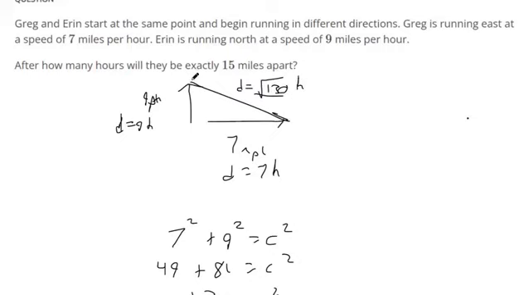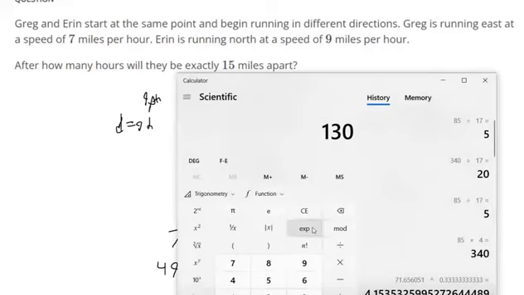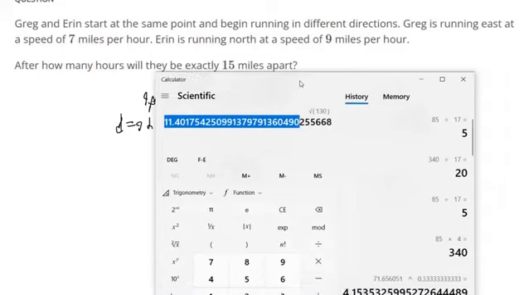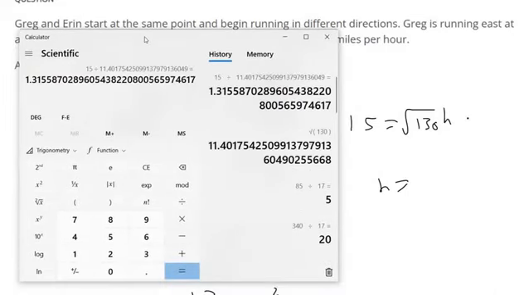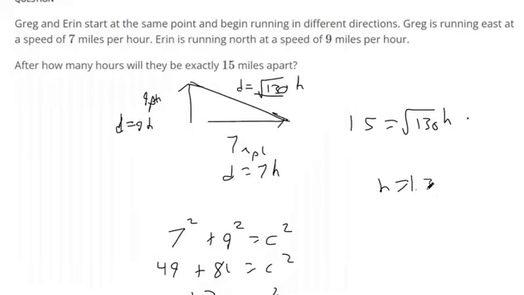They want to know how many hours will they be exactly 15 miles apart. So we plug in 15 miles in for the distance, and then divide the square root of 130 from both sides. So let's figure out what the square root of 130 is as a decimal, and then I'll do 15 divided by that decimal. So it looks like it's 1.31.